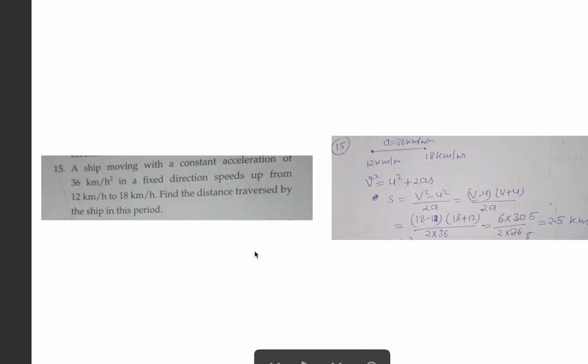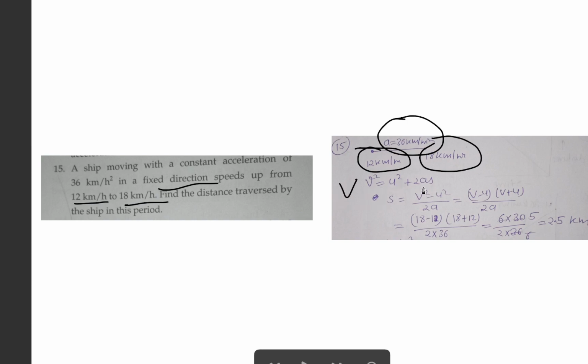In the 15th question, a ship moving with a constant acceleration of 36 km per hour square in a fixed direction speeds up from 12 km per hour to 18 km per hour. Find the distance traversed by the ship in this period. So initial velocity is 12 km per hour, speeds up to 18 km per hour, acceleration is 36 km per hour square. So we use again Newton's third equation.